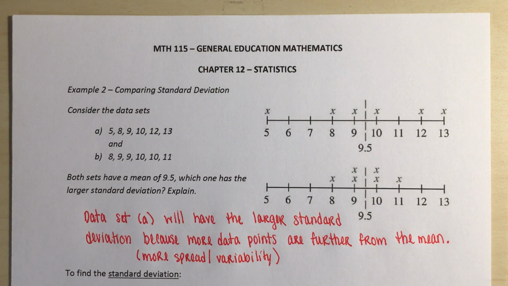So for standard deviation, we use different notation to show whether we're talking about a sample or a population. Again, it all has to do with how spread out we are in relation to the mean of our data set. So that's what we're looking at when we're finding standard deviation.